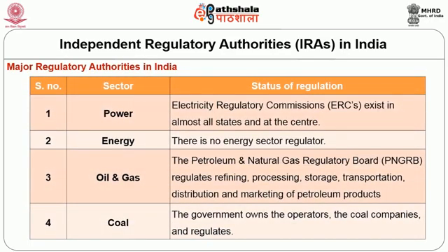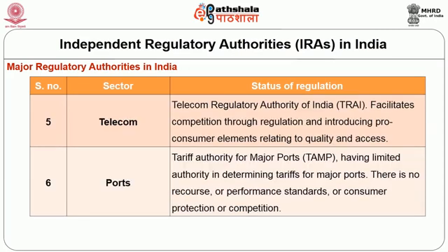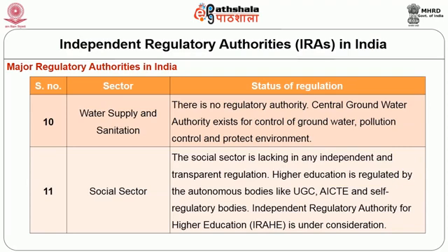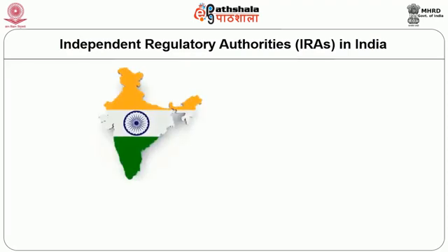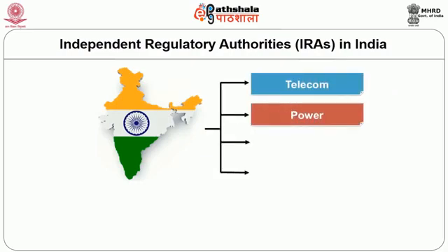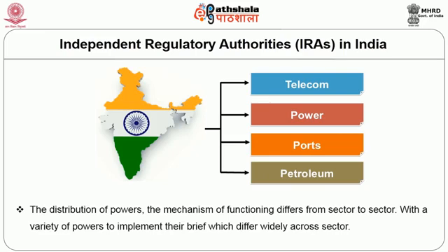Some of the major regulatory authorities in India are power, energy, oil and gas, coal, telecom, ports, airports, roads, railways, water supply and sanitation, and social sector. India has regulators for telecom, power, ports, and petroleum, etc. The distribution of power, the mechanism of functioning differs from sector to sector, with a variety of powers to implement their brief, which differ widely across sectors.